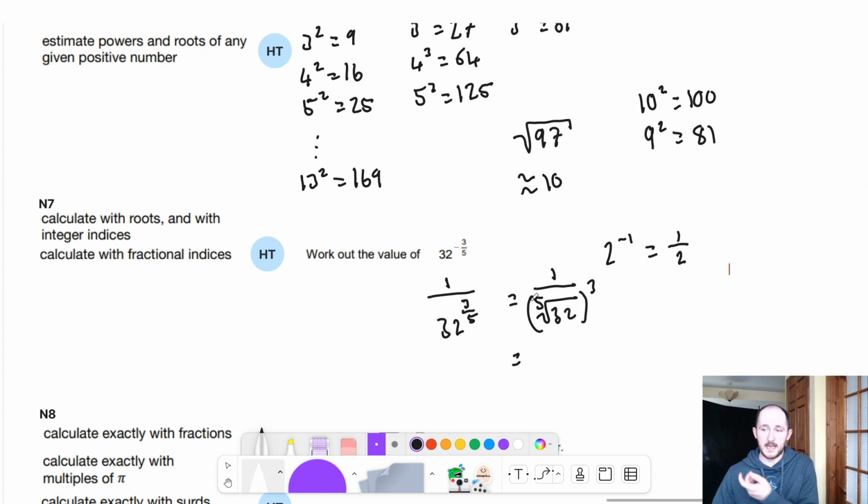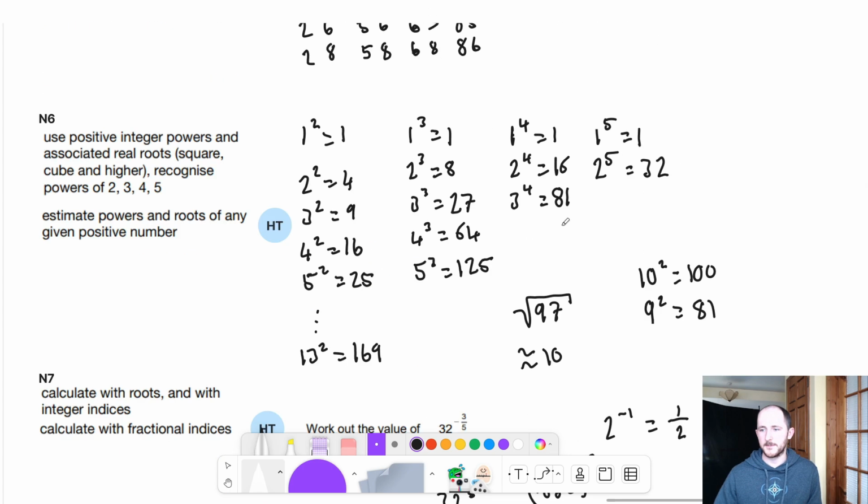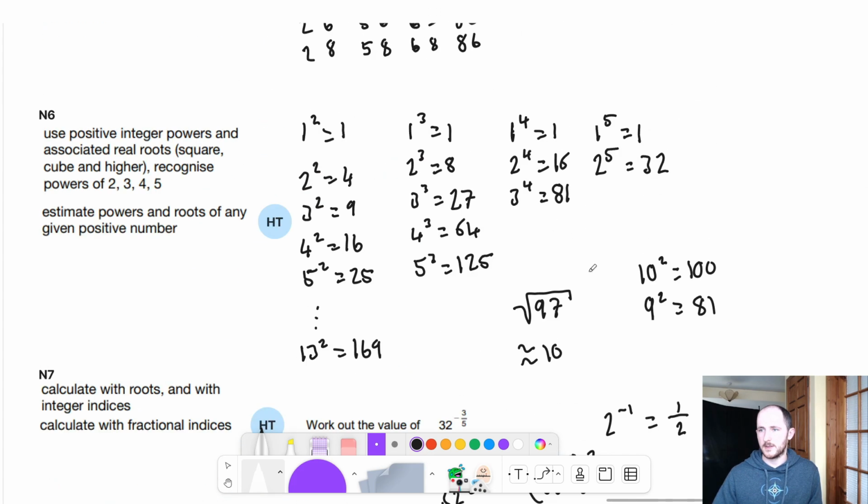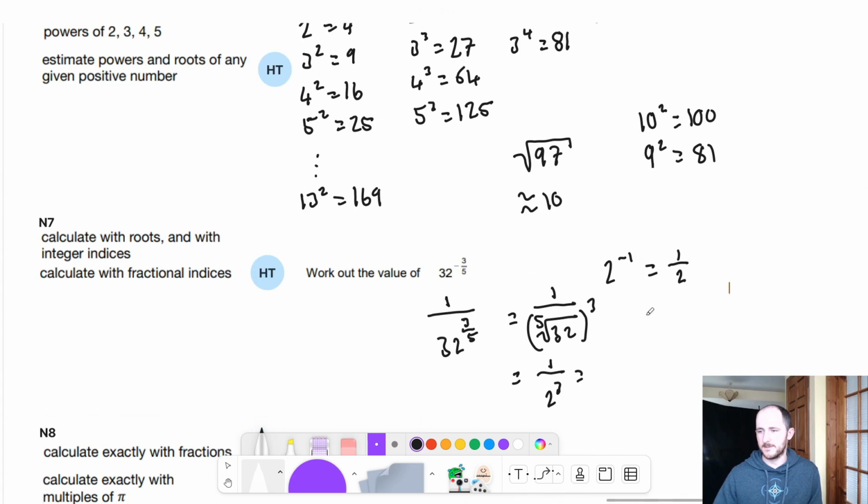So it could be, in this case, it's the 5th root. And if you remember, 2 to the power 5 is 32, so this is just 1 over 2 cubed. And if you remember, 2 cubed is 8. And again, to work that out, it's just 2 times 2 times 2. But hopefully that makes sense.